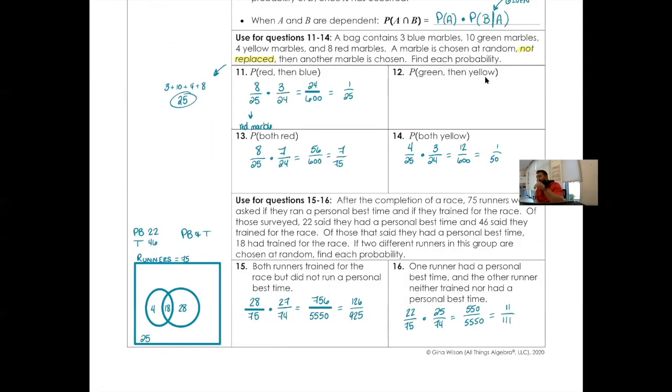So guys, that is independent and dependent probability. Go be great.